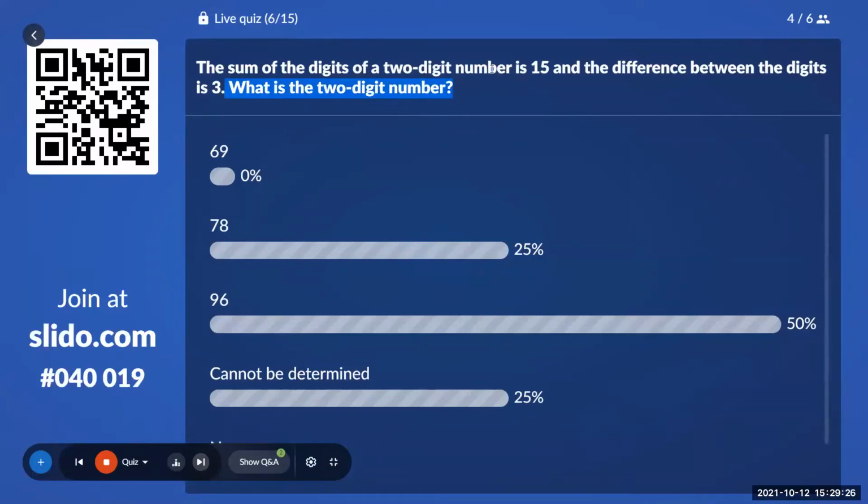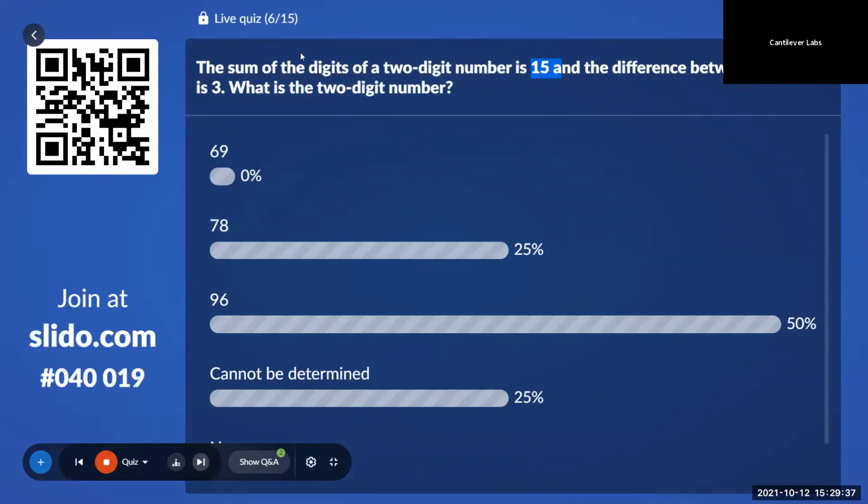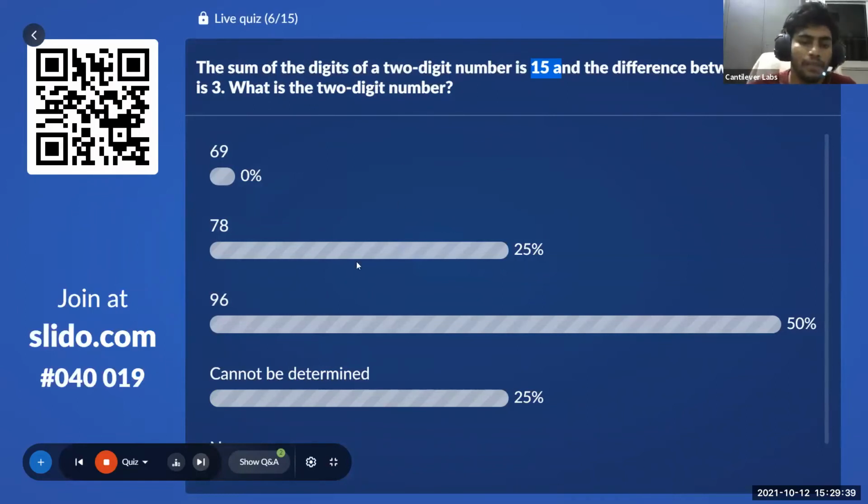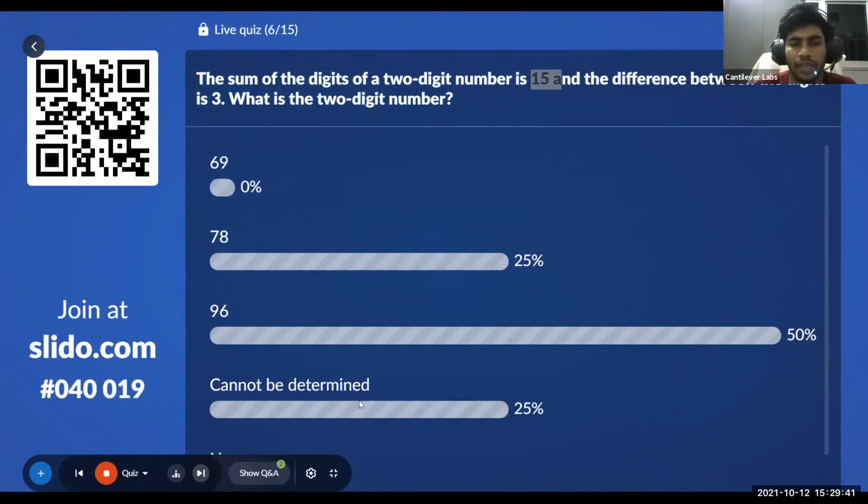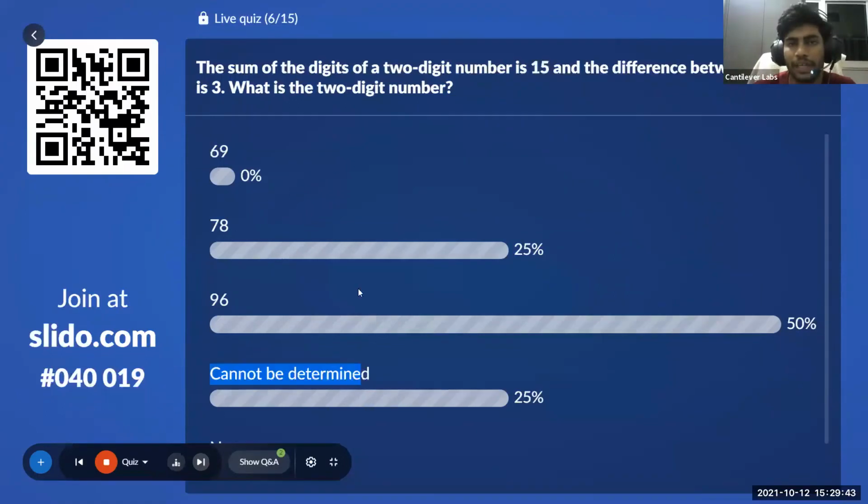Okay. So from this, you can easily calculate that it is either 96 or 69, but you cannot pinpoint exactly what the number is. I hope you're getting me. So you need to find out exactly what the number is. So you cannot determine that, right? So the answer would be cannot be determined. I hope I'm clear.